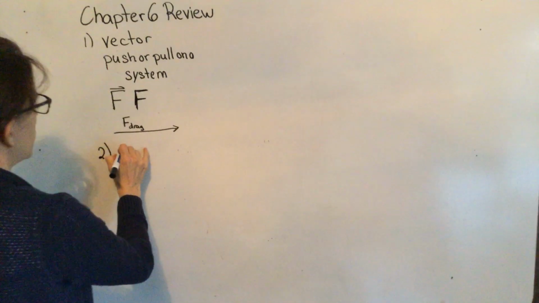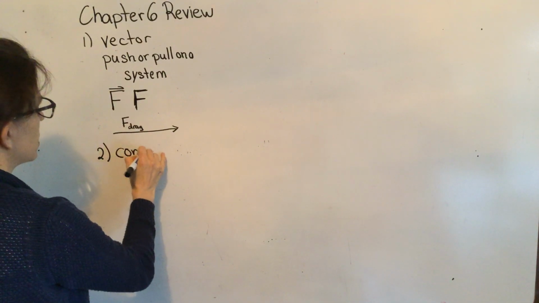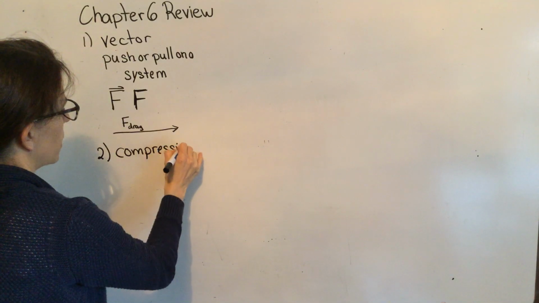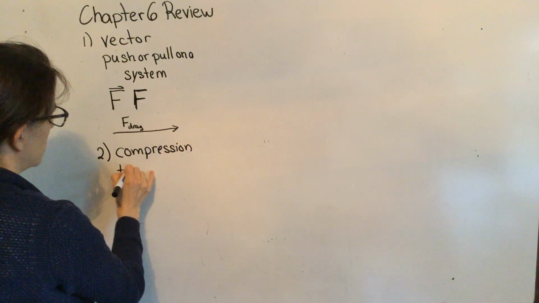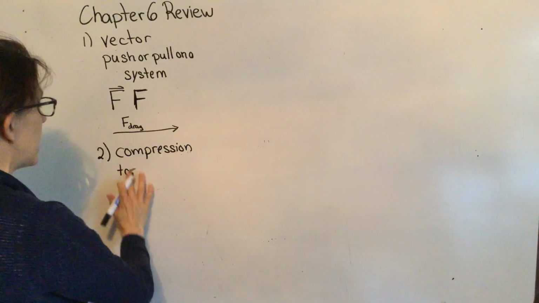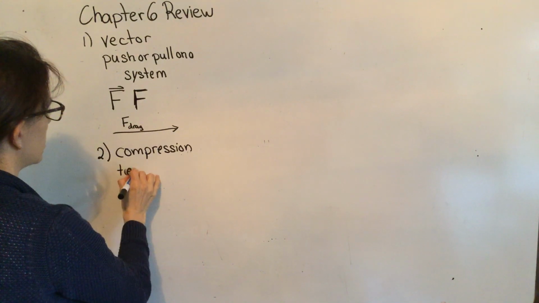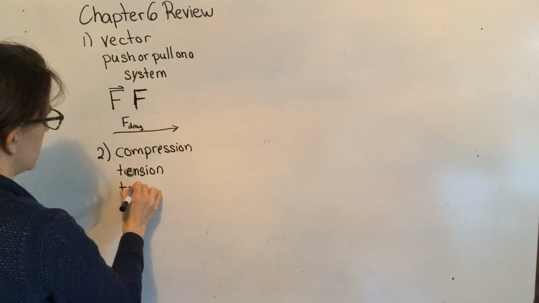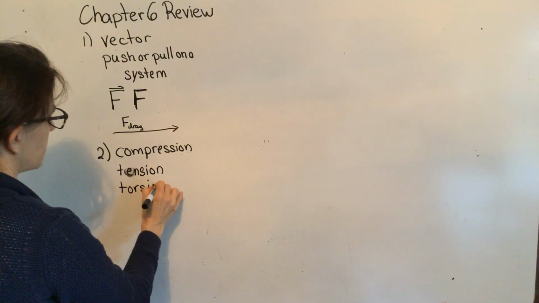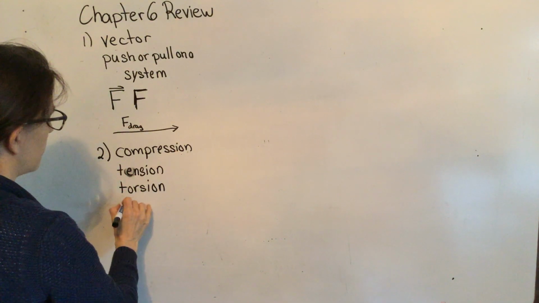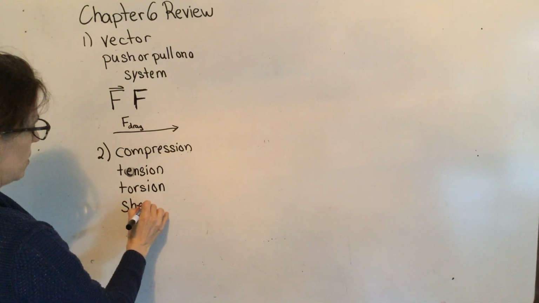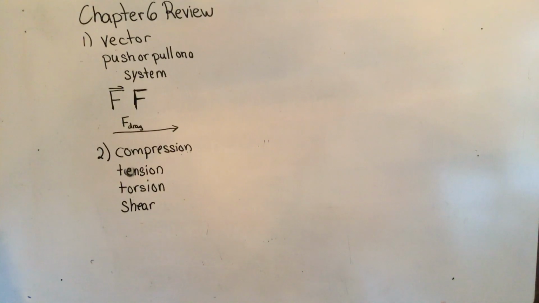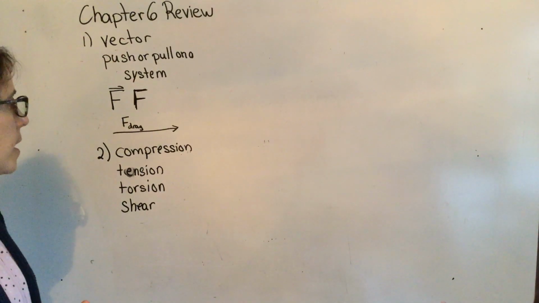So number 2, we've got compression. And what's the opposite of compression? Well, the opposite would be torsion. Not torsion, sorry, tension. Tension. Then you have twisting or torsion. And then after that, you have shear. All right, if you can see that. It also says to give an example of each. So I'd like you to try and give an example.